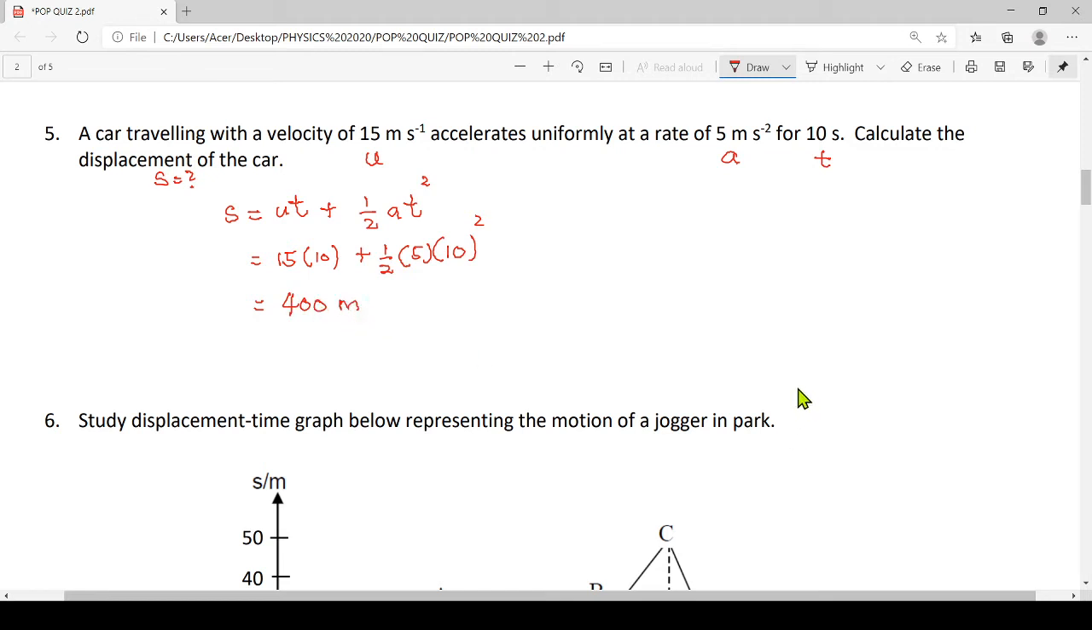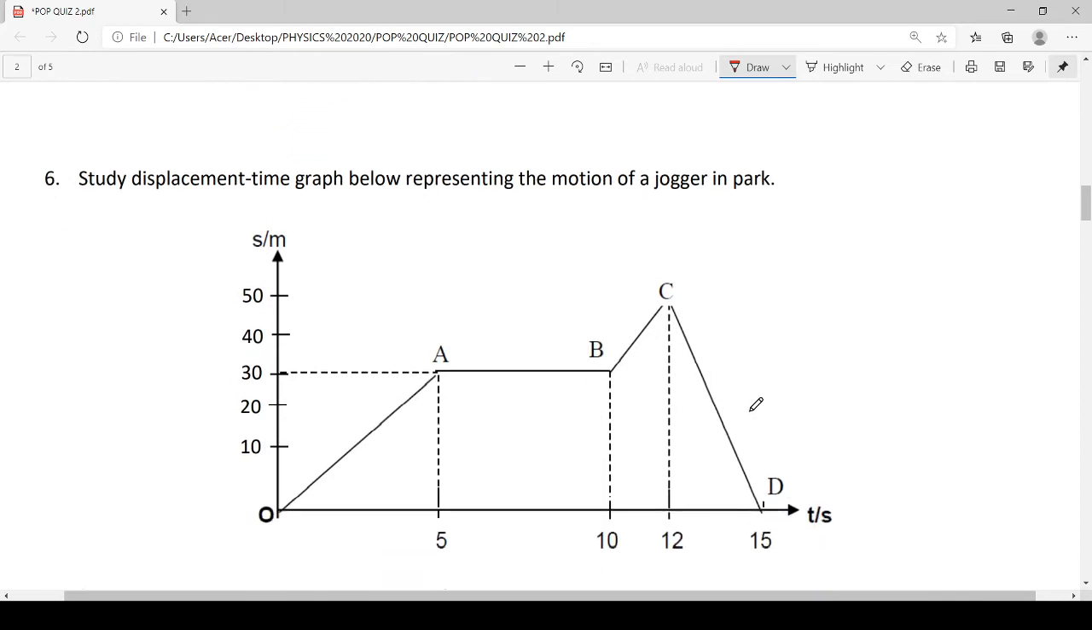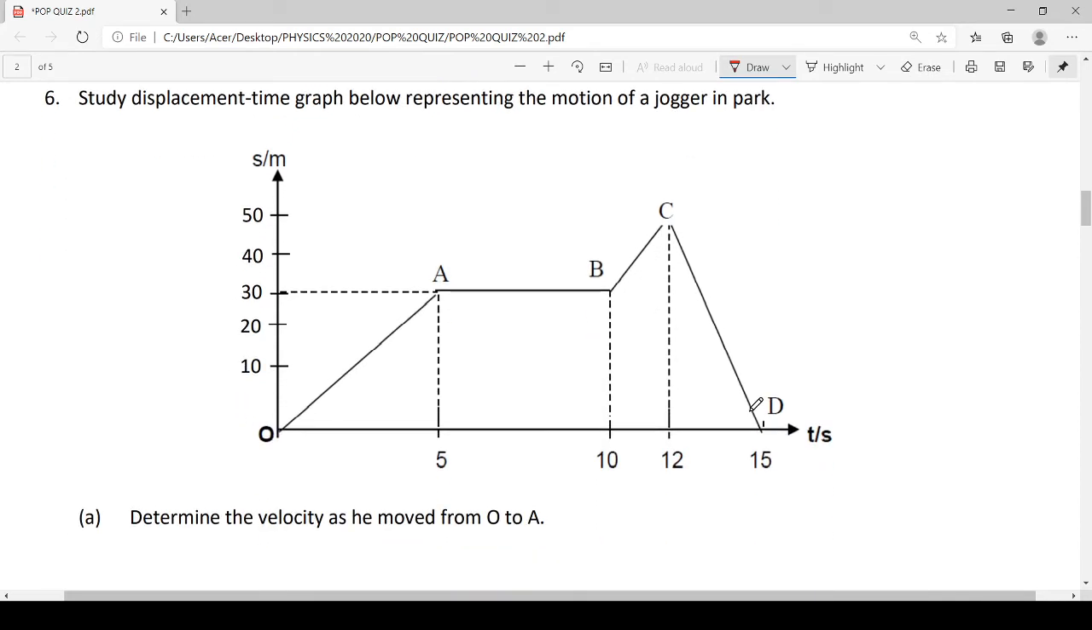All right, so that is my displacement. Okay, so remember you have to read the question carefully and try to understand what info is given in the question and try to use all the info given. All right, now question number 6.